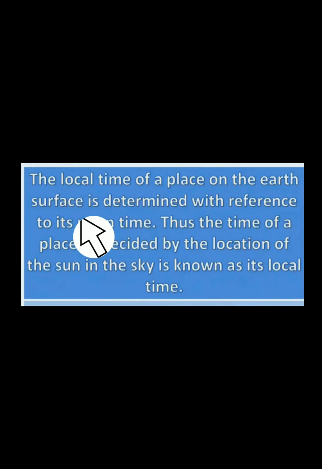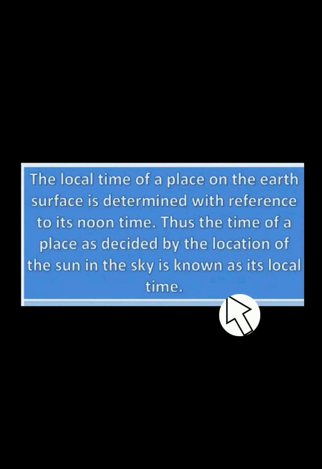Now once again, the definition: the local time of a place on the earth. Local time, meaning the time of a particular place on the earth's surface, is determined with reference to its noon time. So basically, we first determine the noon time, when the sun is right above the earth. That means it's 12 at noon. Thus the time of the place as decided by the location of the sun in the sky is called local time.